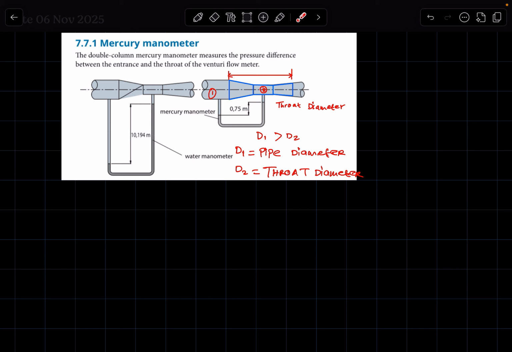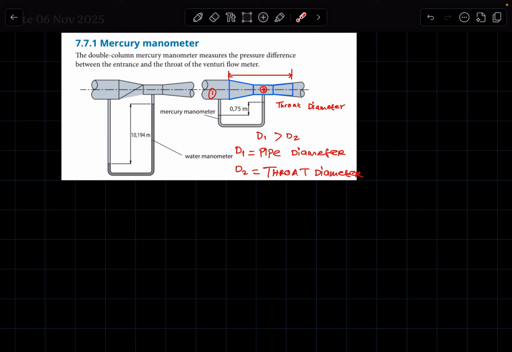This video is going to be based on how to solve problems based on Venturi meters. Venturi meters are essentially part of the topic measurement of flow. Specifically, a Venturi meter is an instrument that is used to measure flow. So you will find Venturi meters under the topic of either measurement of flow or flow measurement using instruments, right?